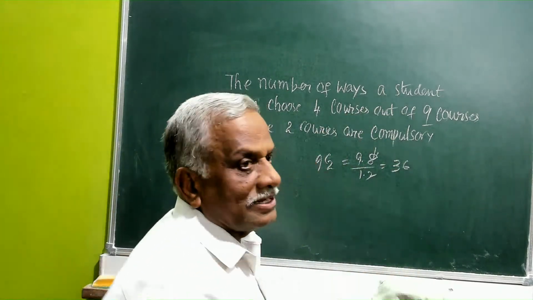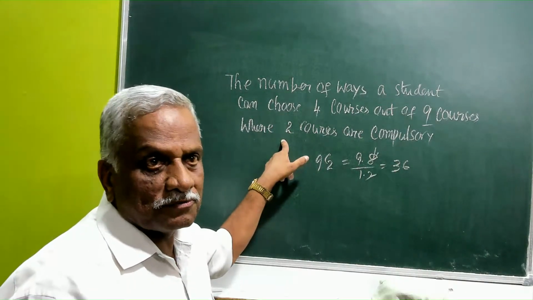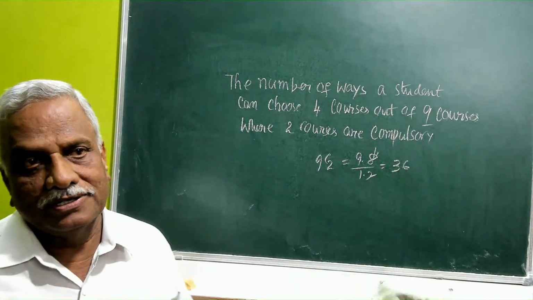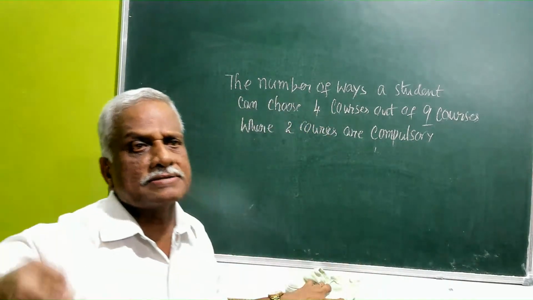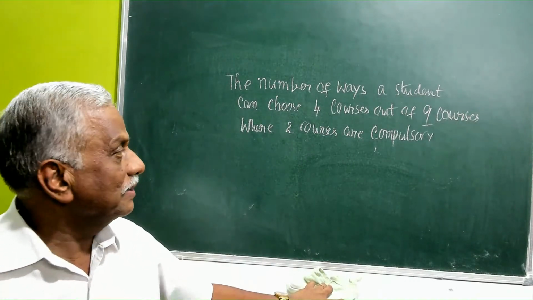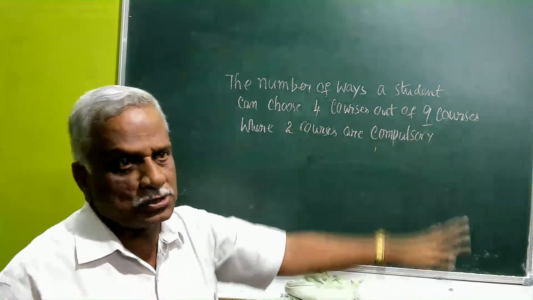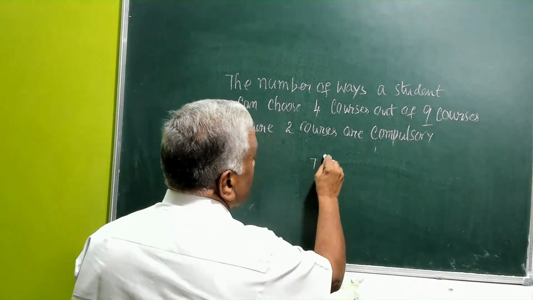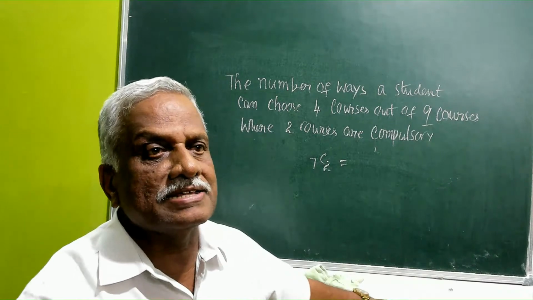But this is also wrong. Why? When you have chosen 2 courses, the first answer they would have written 9C4. The second answer they would have written 9C2. Because normally the 4 choices given are all possible choices by making mistakes. The answer is not 9C4, because 4 courses he has got to choose. There are 9 courses. 2 courses compulsory means only 7 courses are left. This is where the analysis comes.